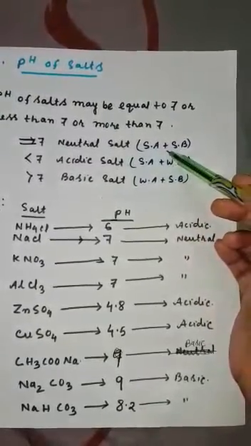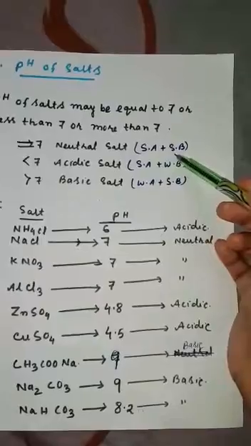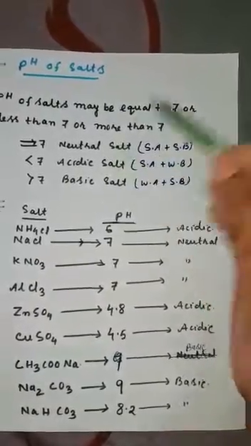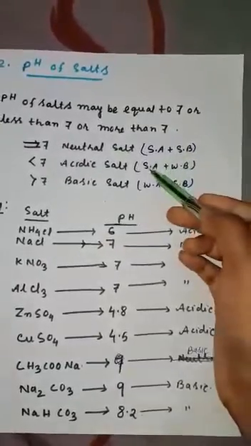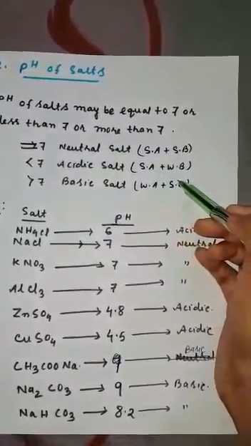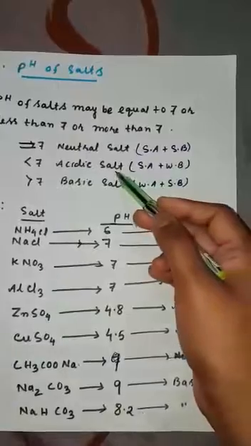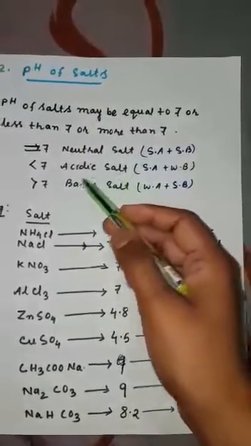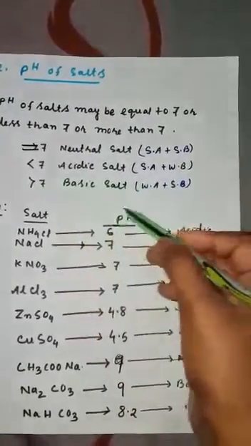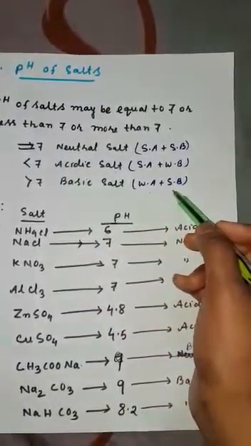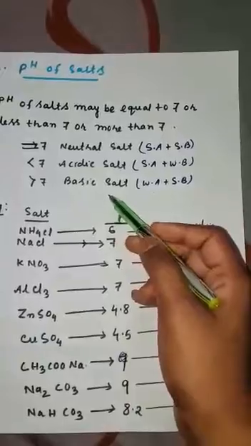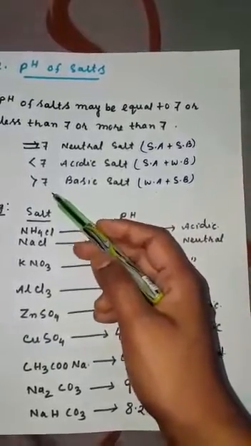That means if you take strong acid and strong base, it will completely react and it will give us neutral salt having pH 7. And if you take a strong acid and a weak base, then what will happen? You will get a salt which will be acidic and its pH will be less than 7. And if you take a salt having weak acid and strong base, then you will get a basic salt having the pH more than 7.